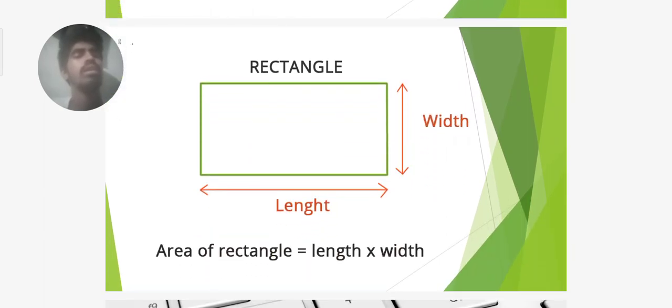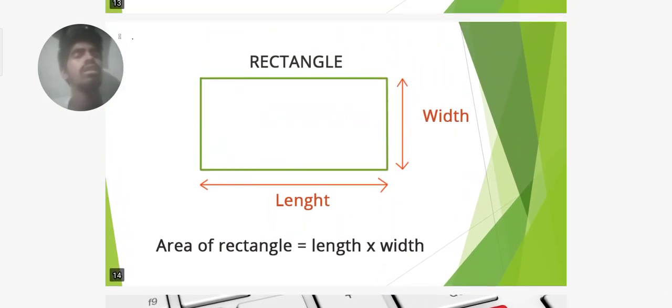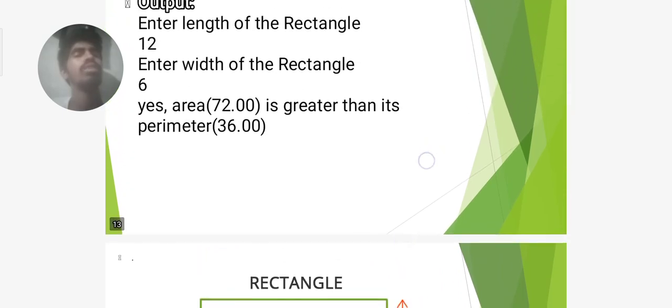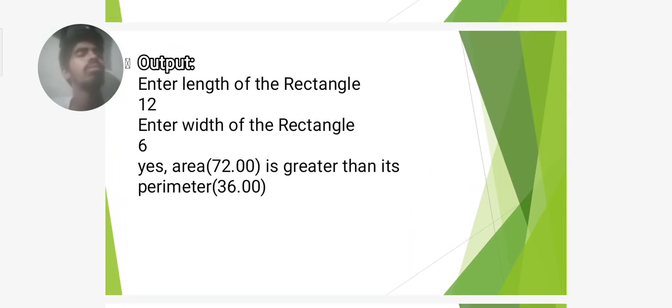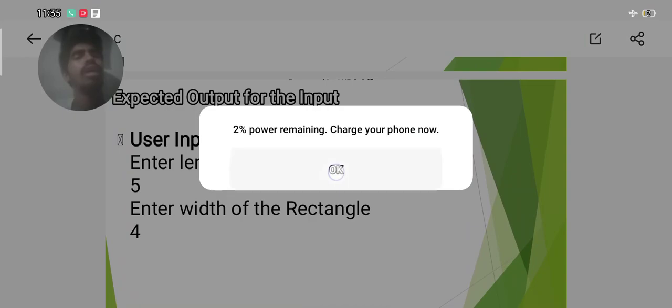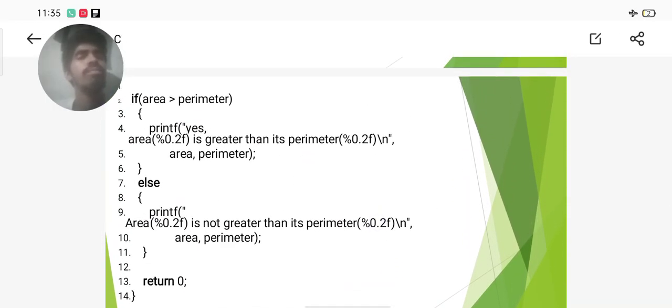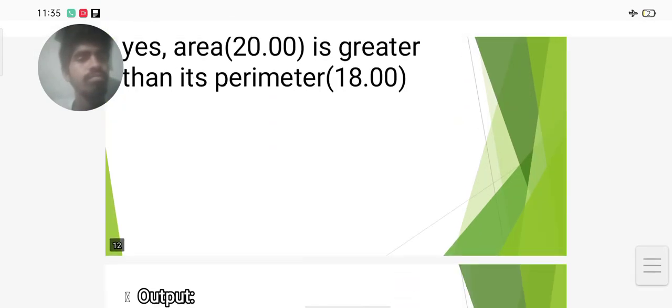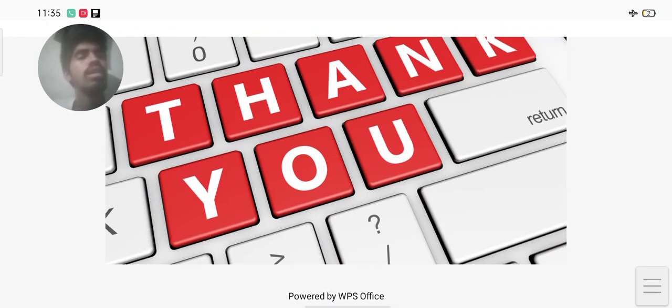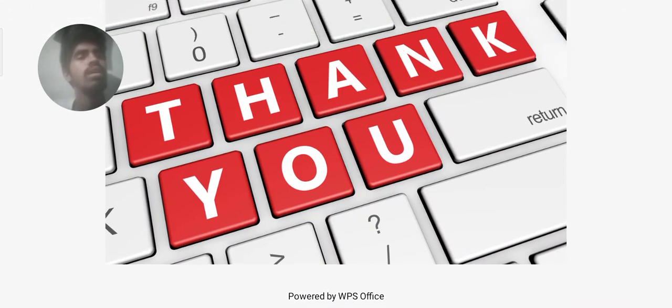We can observe here the area of a rectangle is length into width, and perimeter is 2 into (L plus B). These formulas are very important to learn, because we learn them from basic classes, but in the C programming language we have to write the code. How to write the code, I have given here. So this is my topic. Finally, I concluded that area is greater than its perimeter.